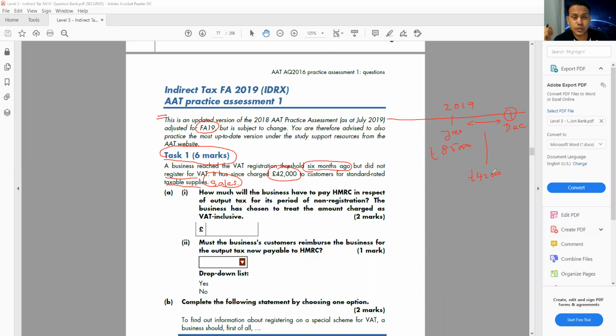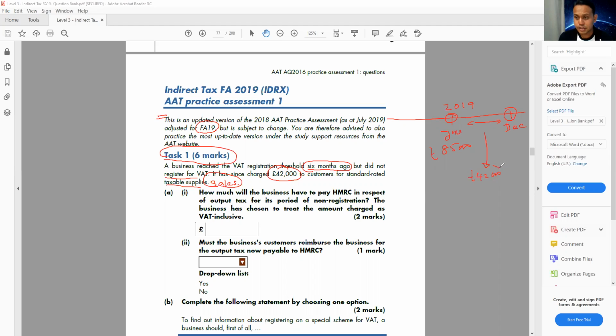So they make a sales of 42,000 pounds to the customer. Now, my question here is, how are we going to treat this 42,000? HMRC said, even though you didn't charge any VAT to the customer, so you only charge for the sale because you're not registered for the VAT, we will consider your VAT registered on June. So from June to December, whatever sales you make, we will consider this is a VAT included sale.